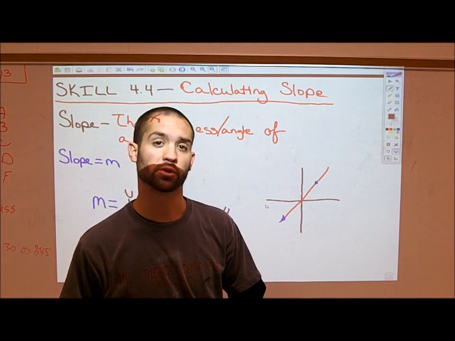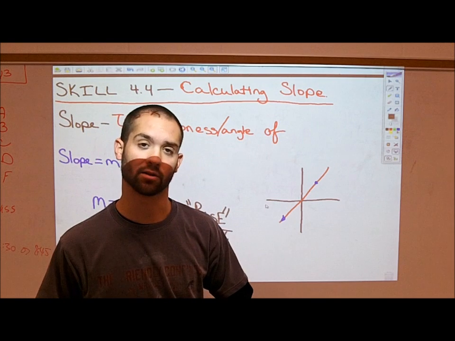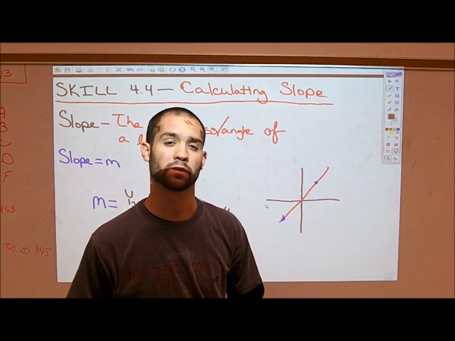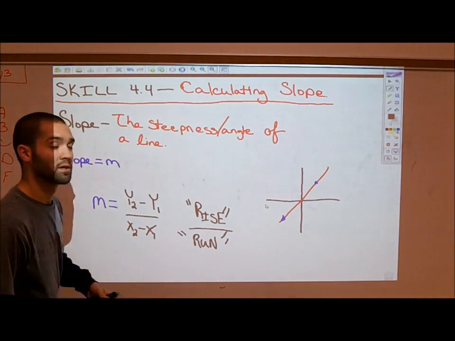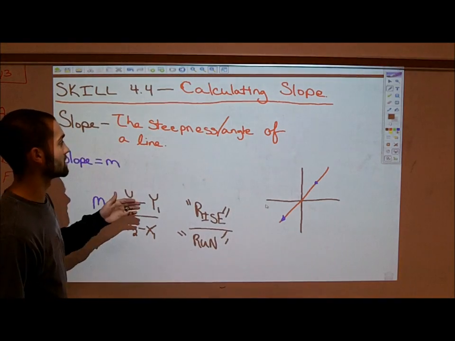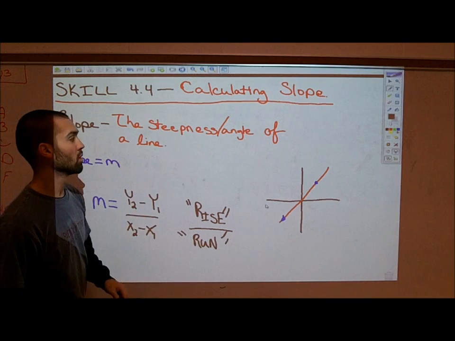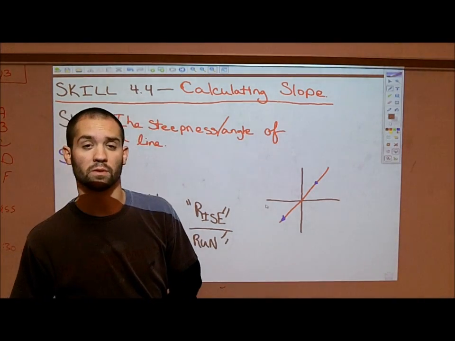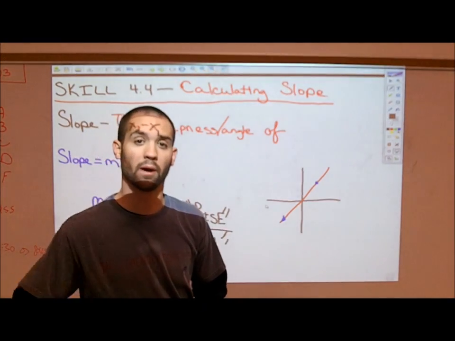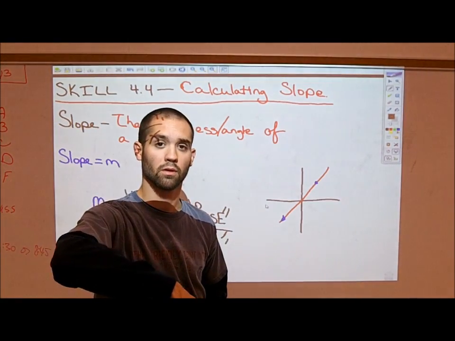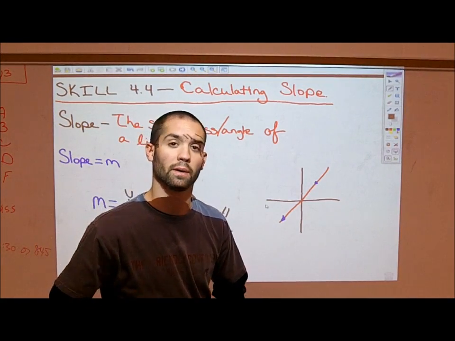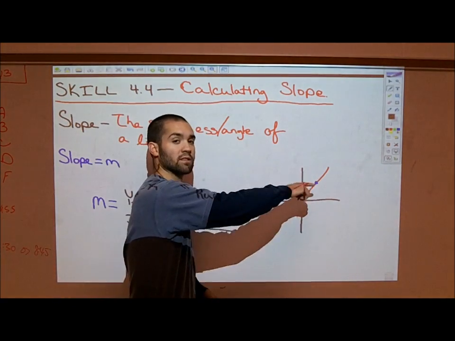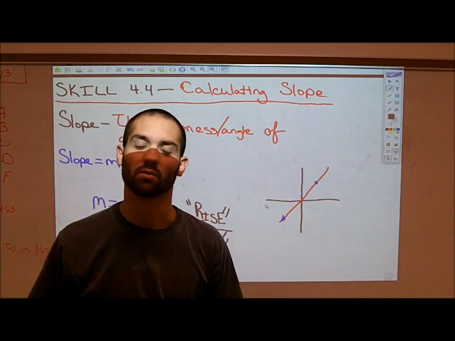So for this skill, we're just going to talk about how we calculate slope. What is this thing called slope? That's what this skill is all about. Slope is what we consider the steepness or the angle of a line. The best way to think about slope is thinking about a ski slope. It's on a mountain that kind of goes at a diagonal. So when we're talking about slope for a line, we're talking about the angle at which this line is moving.